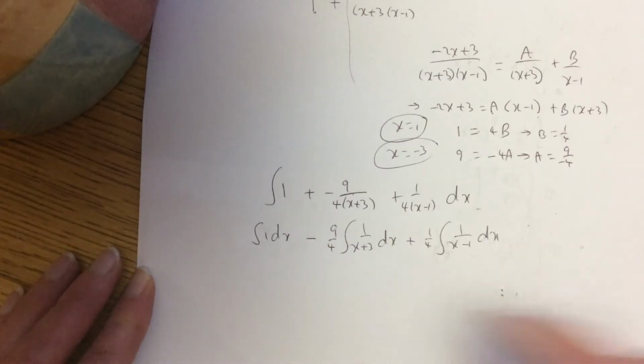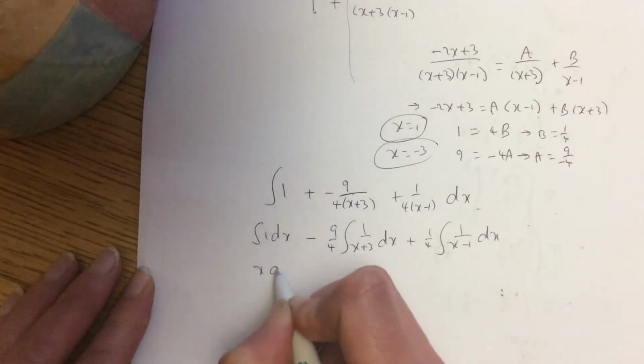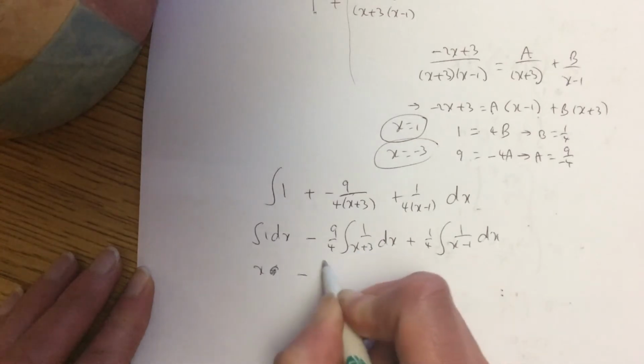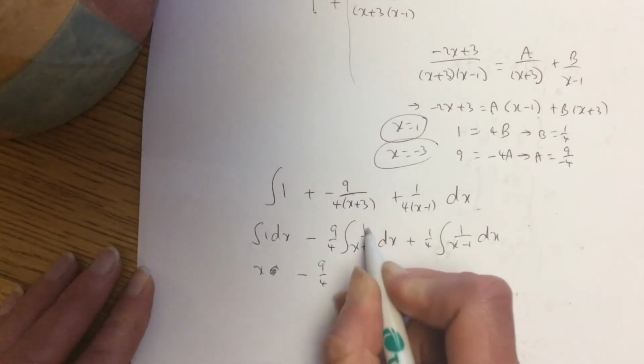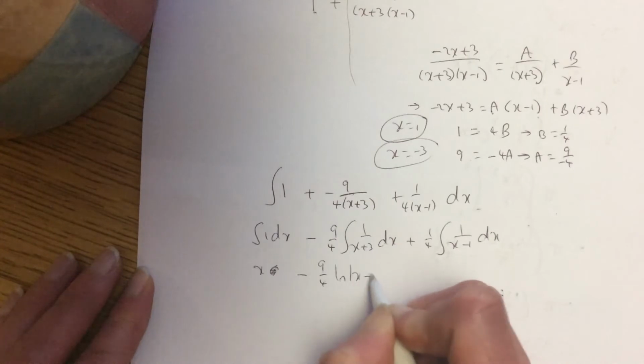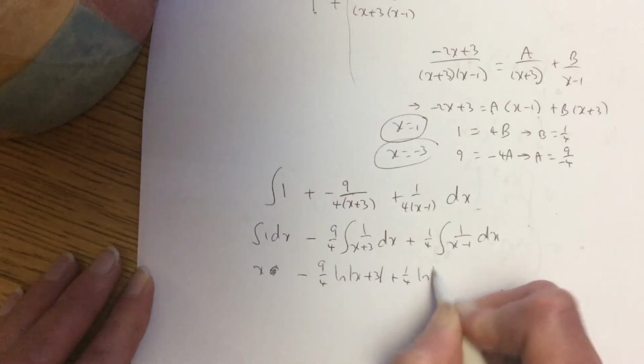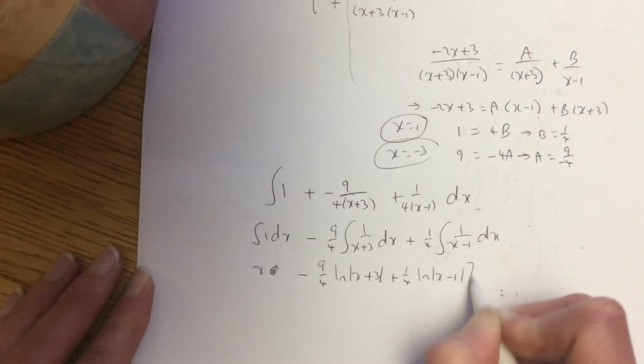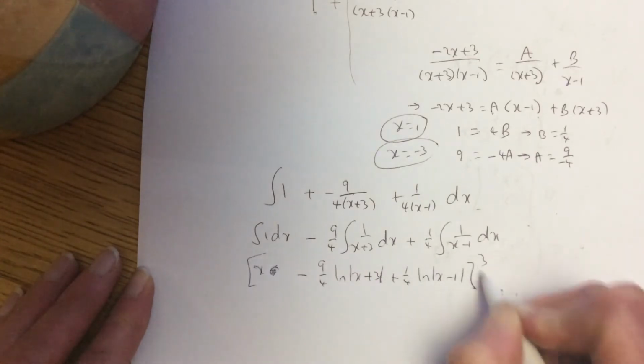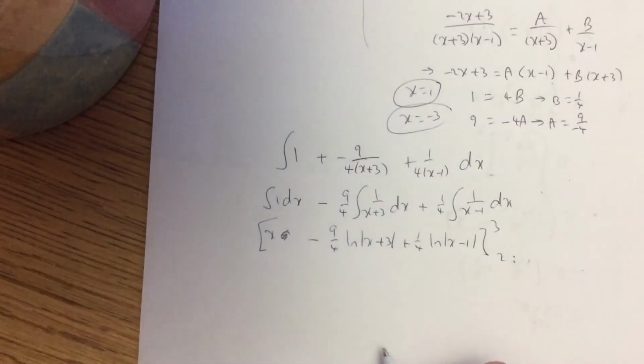Okay, so to integrate 1, it just goes back to x. Integrating the fraction, do you have the derivative on top? Yes. Integrating a fraction, do you have the derivative on top? Yes, so just log the bottom line. You had limits here of 3 and 2.